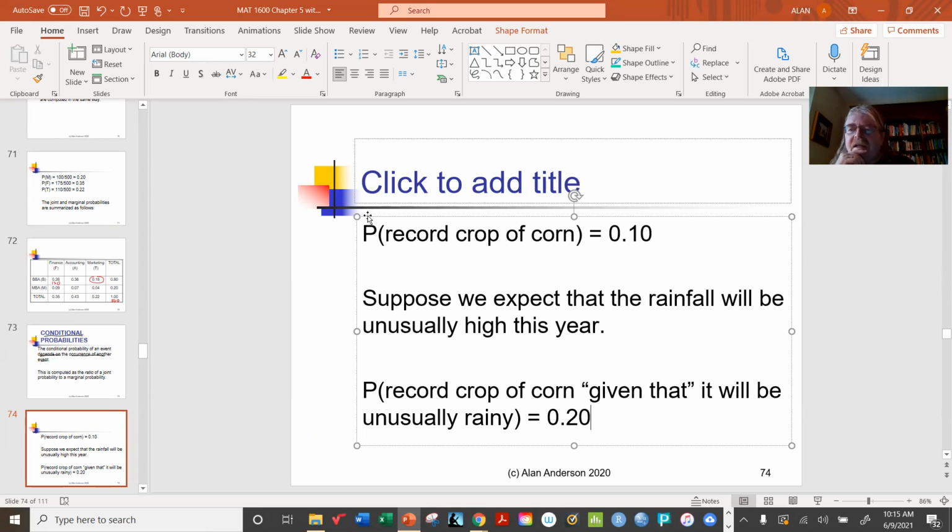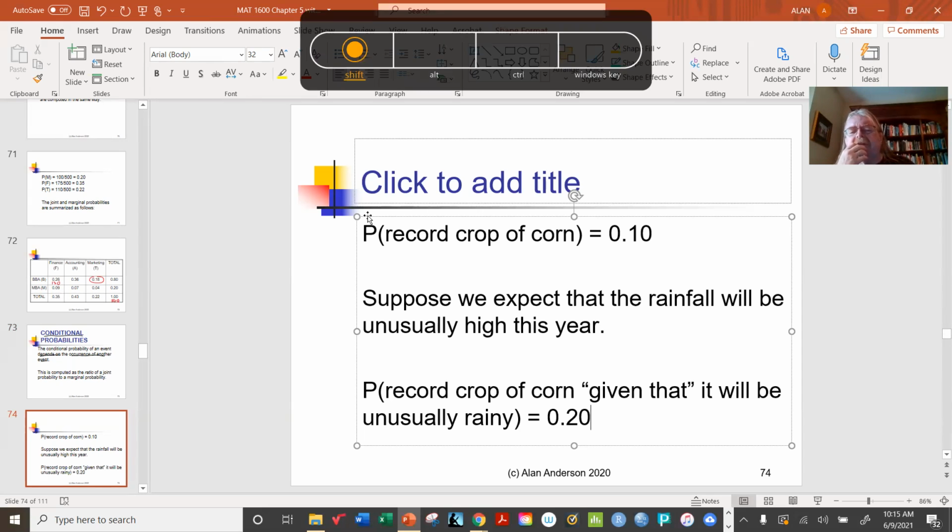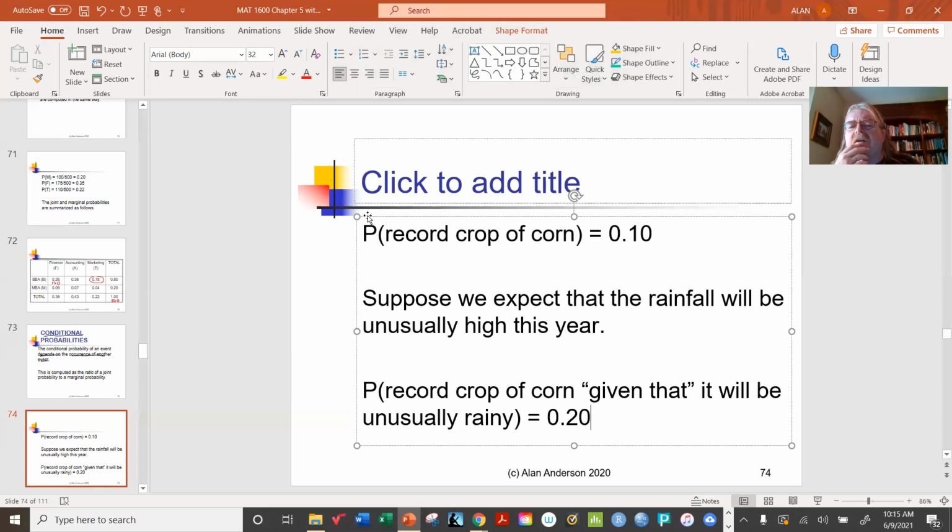Does that make sense? Yes. I mean, as long as rain is good for corn. Now, some crops don't like it to be too rainy, but let's just say corn is not one of those crops. Let's just say every drop of rain is helpful to the corn. So with that extra piece of information, my probability is different now, isn't it? It's even more likely than ever before that I'm going to get that record crop.